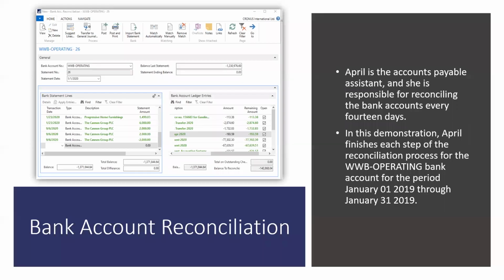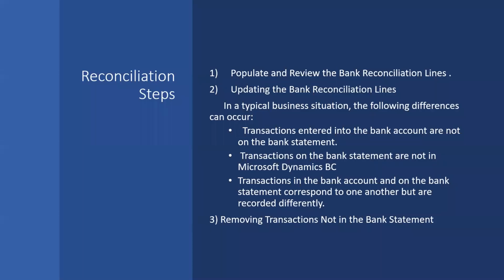So the scenario is that April is an accounts payable specialist, and I'm responsible for reconciling a bank every 14 days. In this demonstration for April, I'm going to be using the operating bank account for the January 2019 periods, all right?